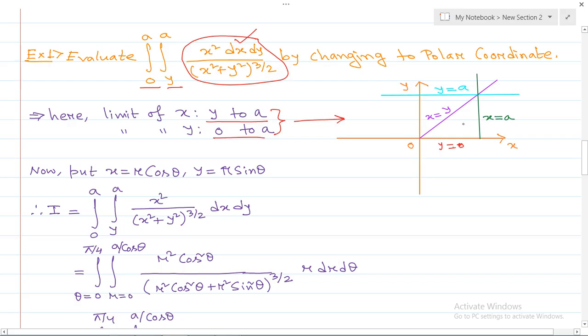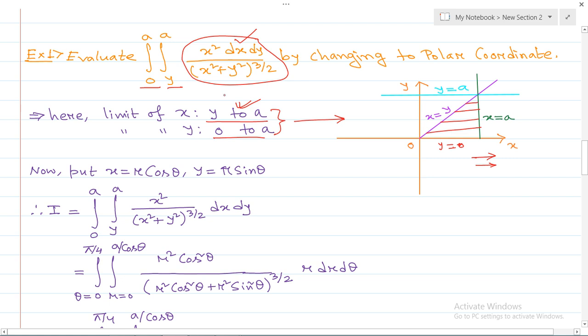Now how to locate the region? Which region is the region over which the integration is taking place? Because I have told you in the last video lecture also, the region will be found using the variable limits only. So x is going from y to a, and always remember x we measure along the horizontal direction. So this is the region, x starts from y and goes up to a. Over this region we have to perform the integration.